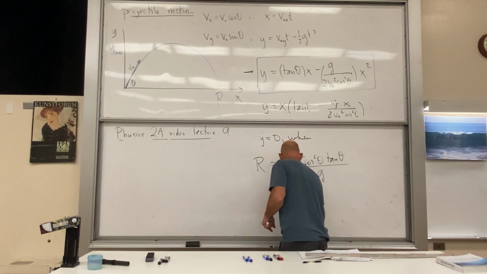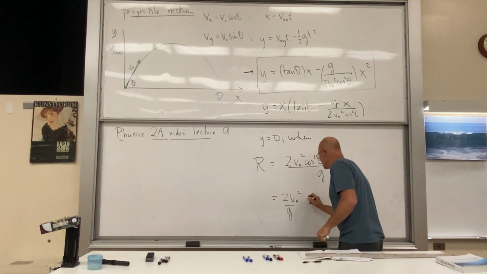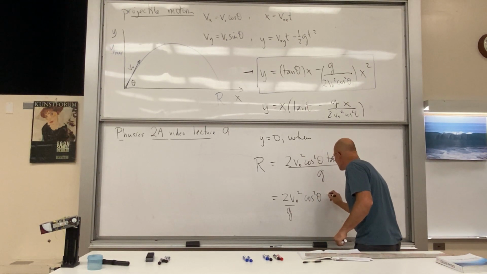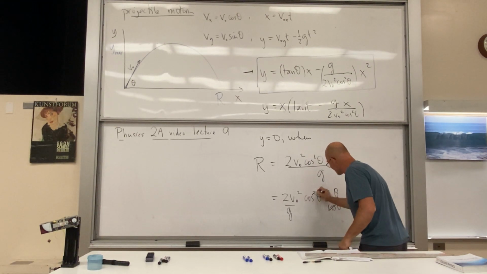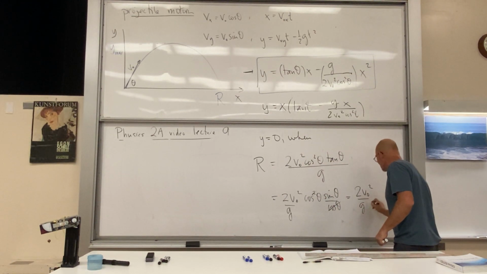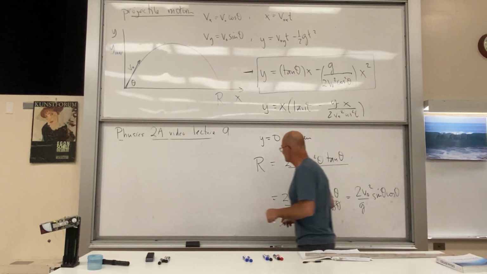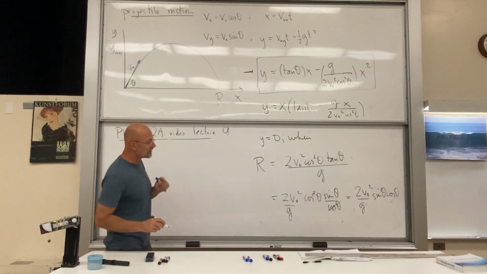2v0 squared over g, cosine squared theta, sine theta over cosine theta. There's a cancellation. 2v0 squared over g sine theta cos theta. So that's what we had last time. Okay, we had that formula last time already. I'm going to simplify once more.